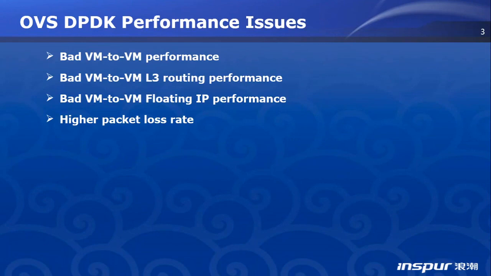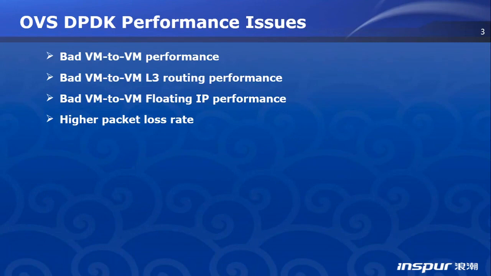VM layer 3 routing performance is also bad because there is a tap interface involved in this data path. Tap interface performance is very bad in OVS-DPDK. Here, VM-to-VM layer 3 routing means two VMs are in different subnets. They communicate with each other by QRouter. The tap interface is in the QRouter network namespace.